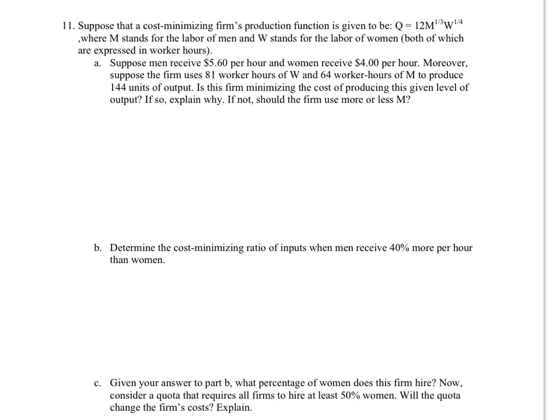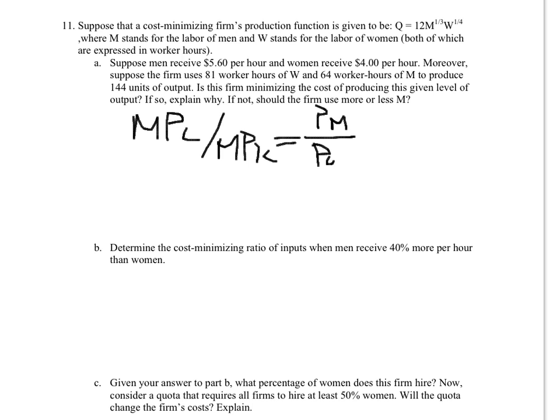This problem again is not different from many problems we've done before. The first part, you need to find out if the company is actually minimizing costs. They would only minimize costs if they're producing at a level where MPL over MPK equals the ratio of the prices, right? The price of men over the price of women.